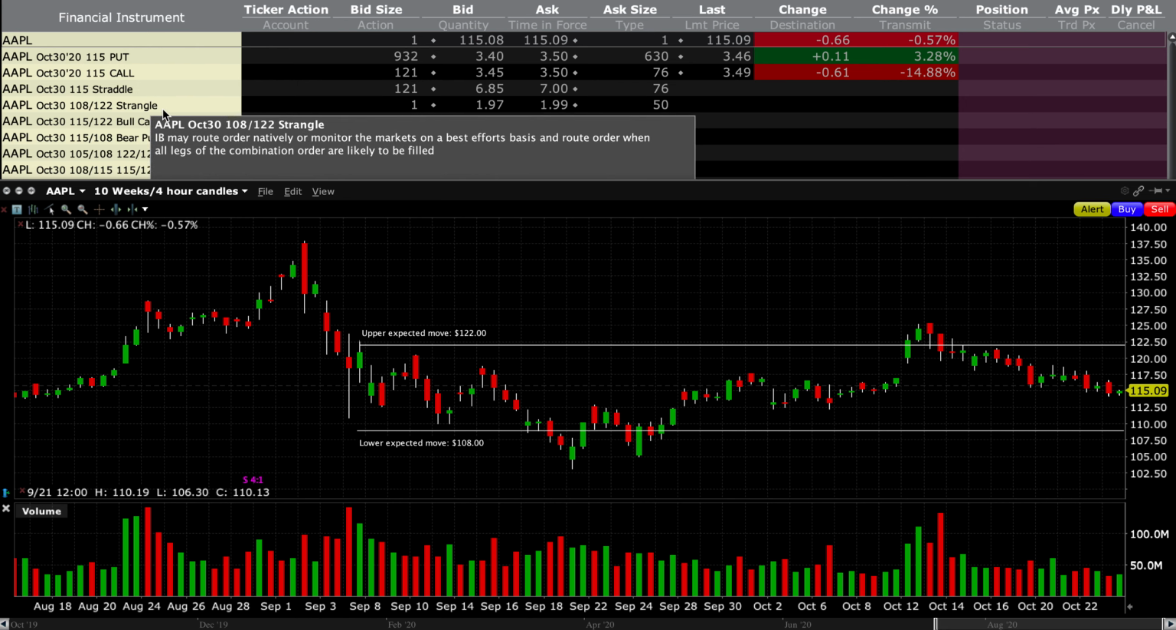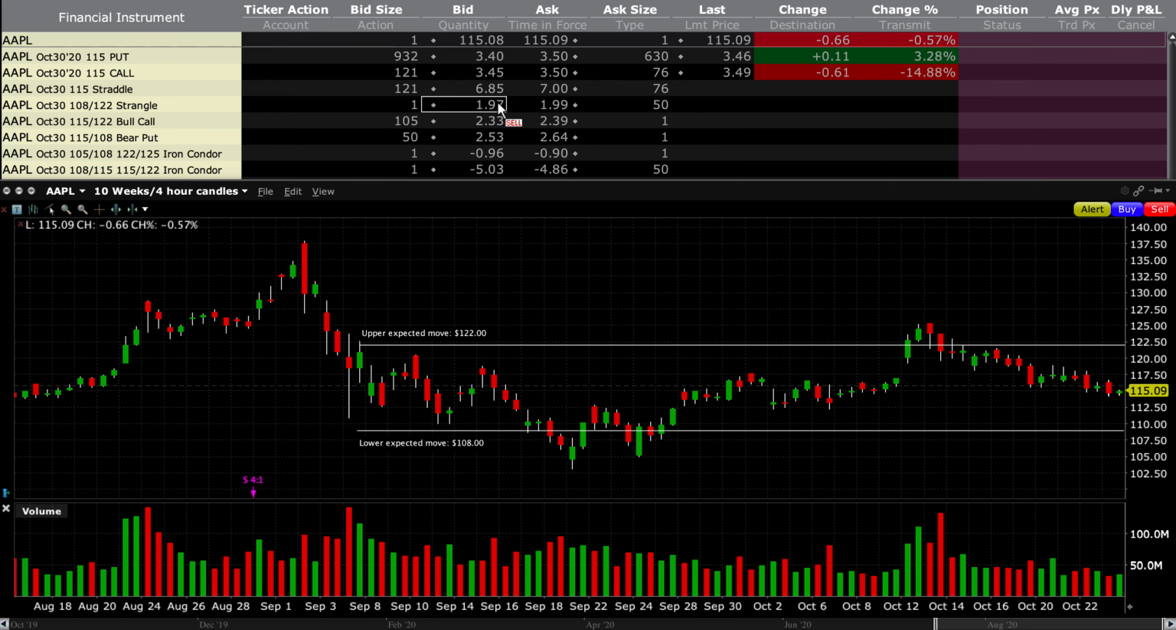And then if you price out a strangle, which in this case would be at the 122 strike on the call side and at the 108 strike on the put side, you get about $2 over here as well in premium. So if you add that to the upper expected move of 122, that gives you 124, which is the upper potential move, and subtract that from the lower expected move of 108, which gives you a lower potential move of 106, right?